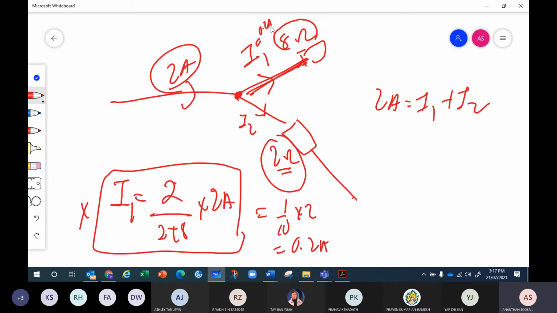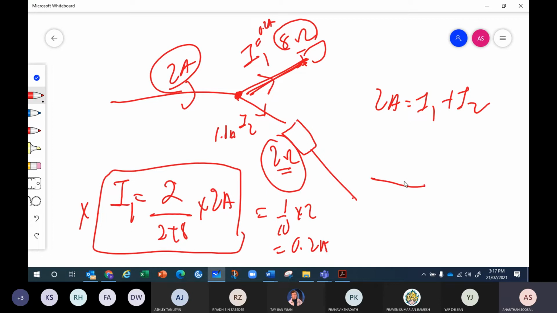On top here, 0.2 ampere. The 2 ampere comes to this junction, and at the 8 ohm path, only 0.2 ampere will flow. The rest, 1.8 ampere, will flow through the 2 ohm. So this is a shortcut.